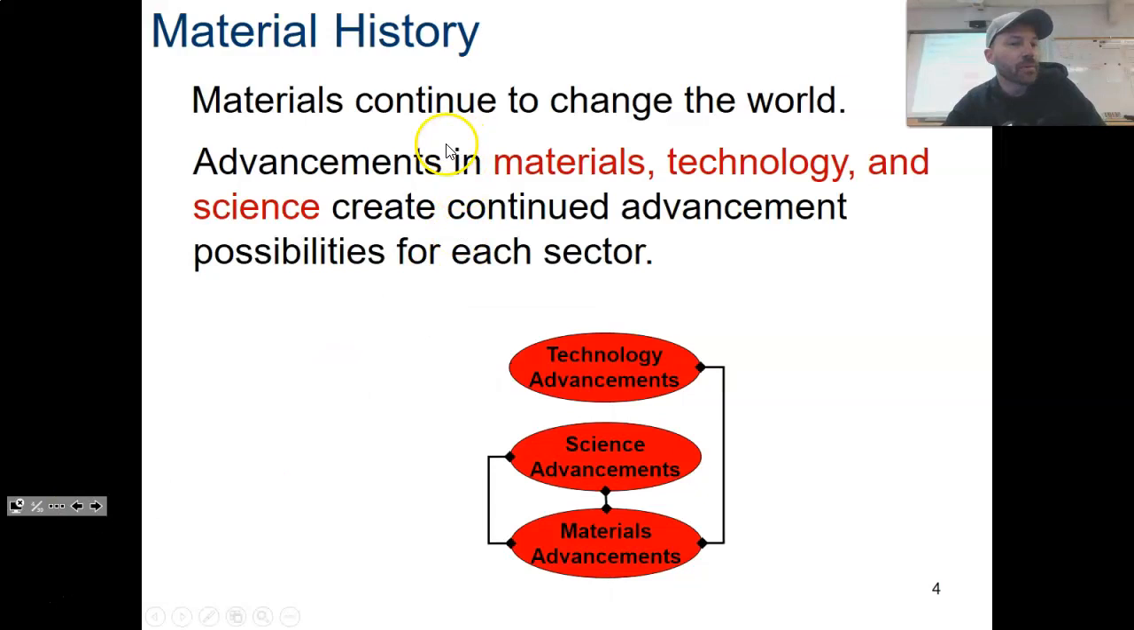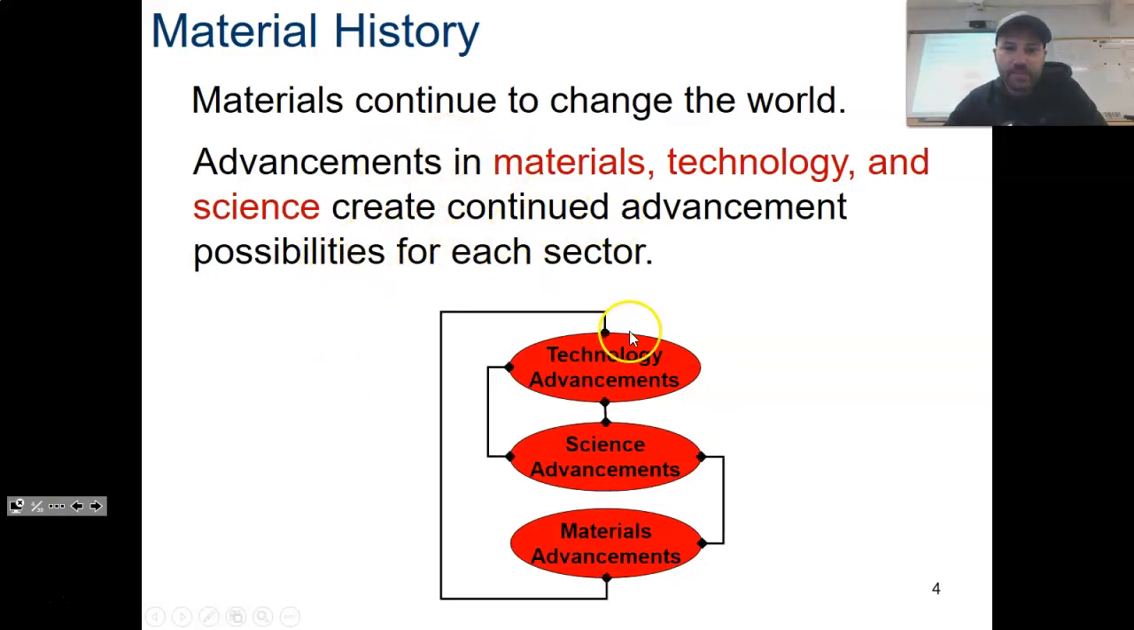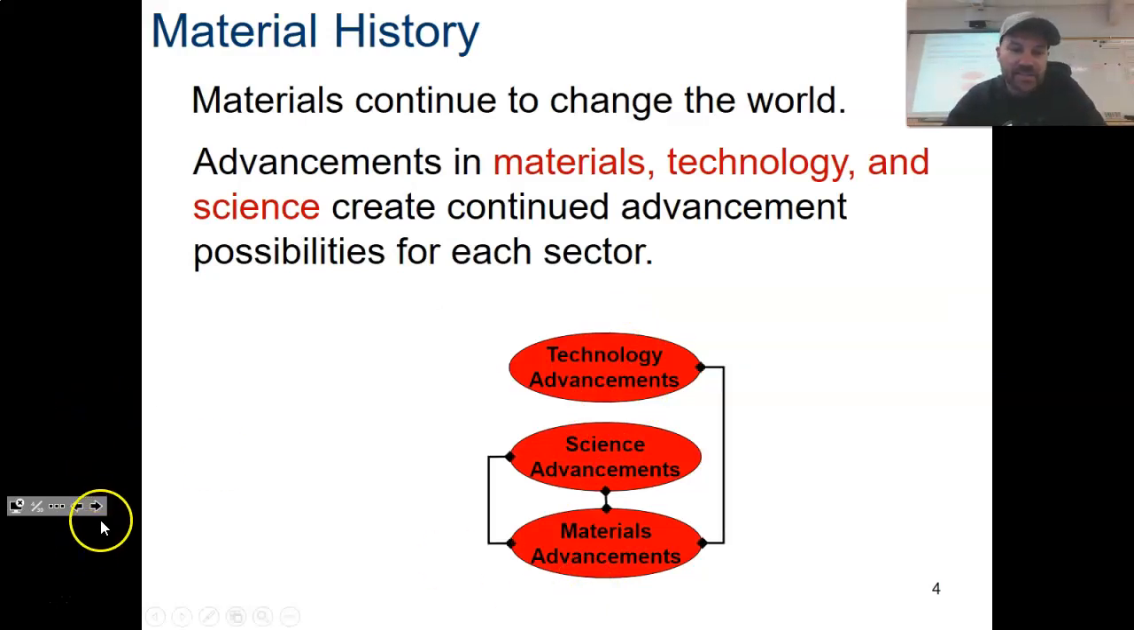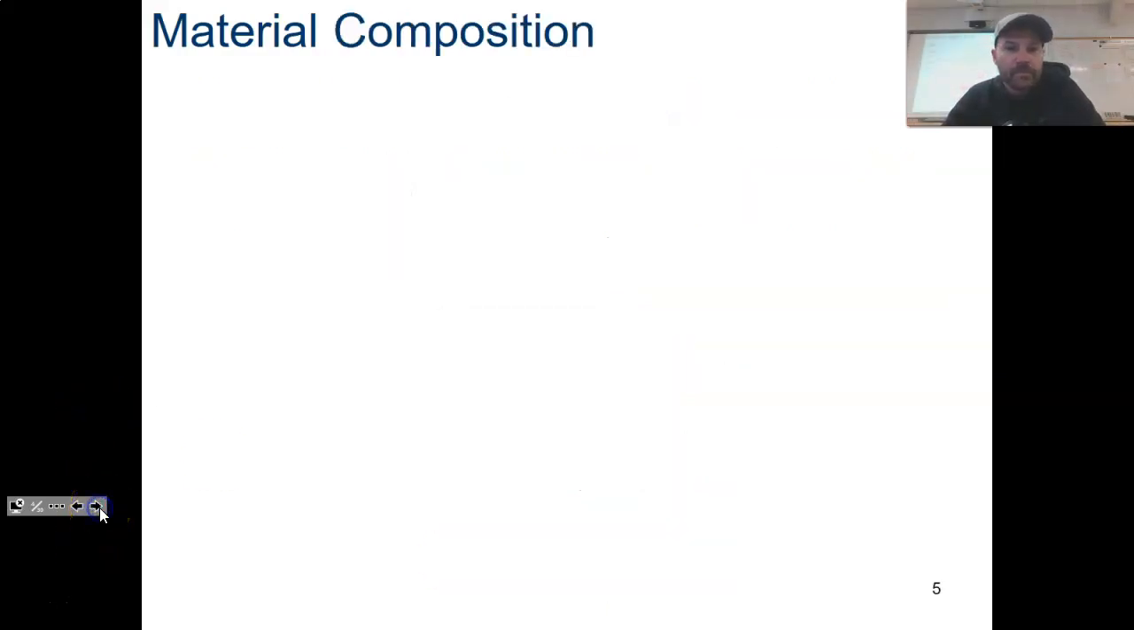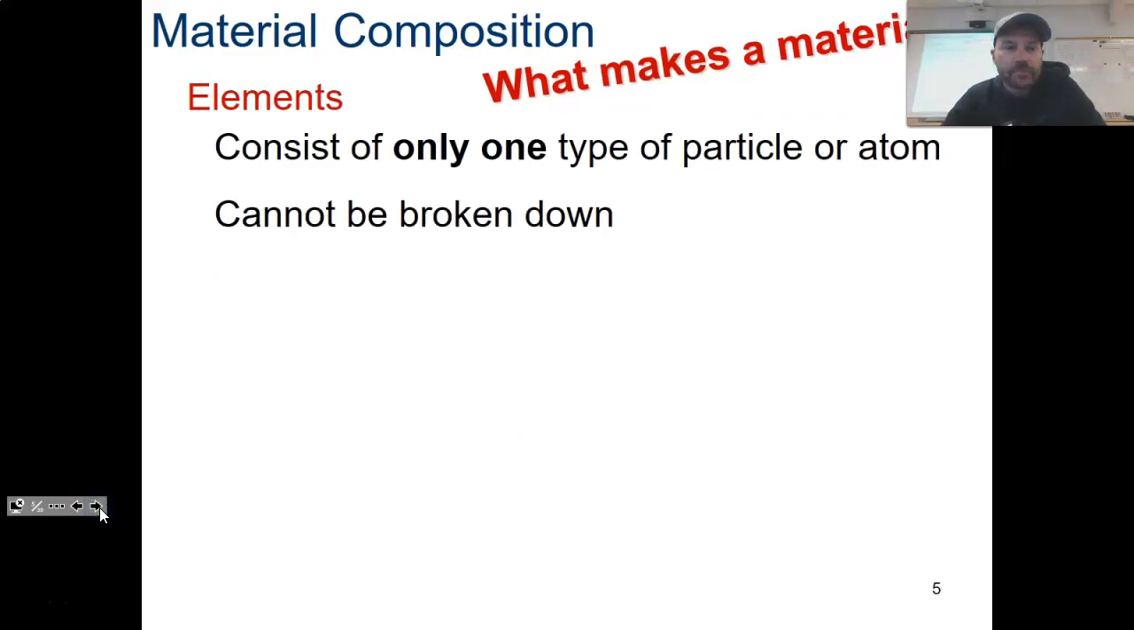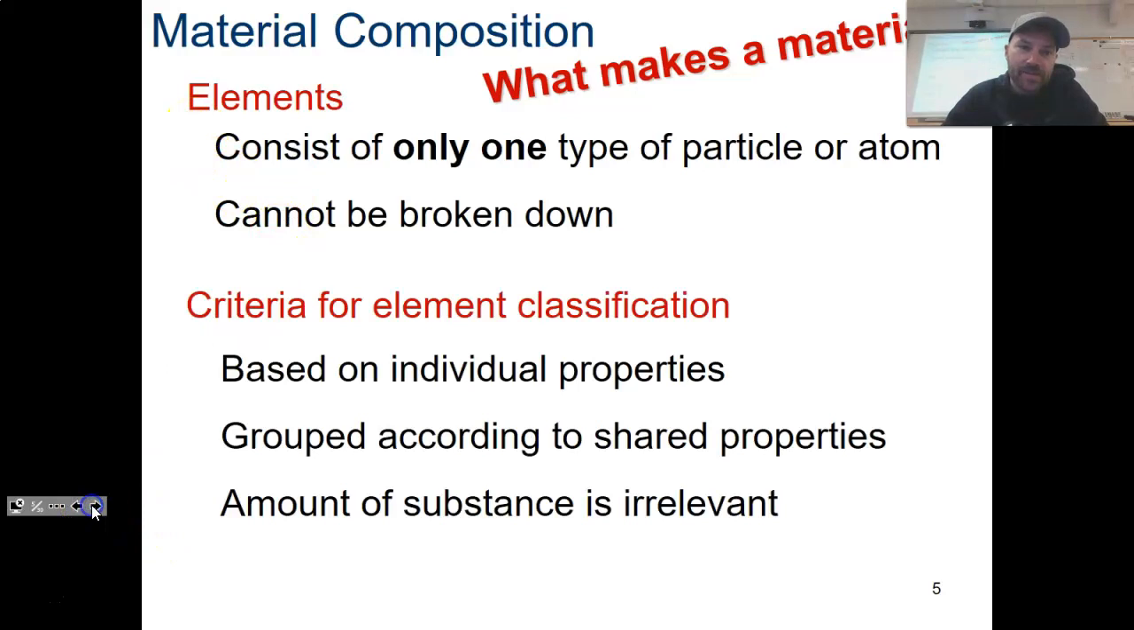Materials continue to change the world. Advancements in materials create and continue advancement possibilities for each sector. So when we build something new, or find something new that we can apply to something, it's a self-feeding circle. The simplest material, as you saw, is elemental, something like hydrogen or carbon. You can't break it down into something else.